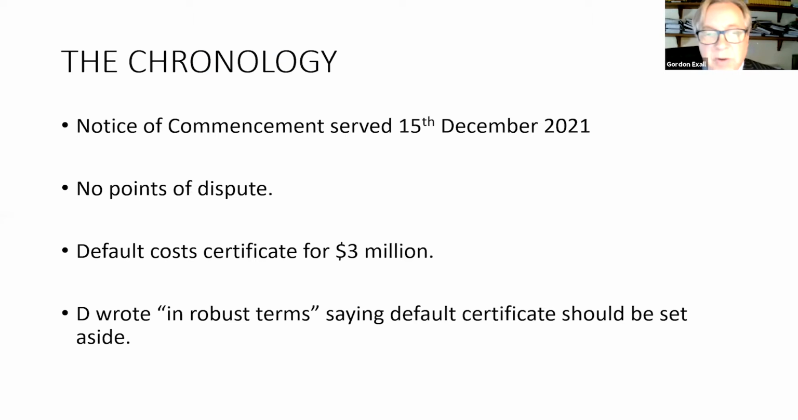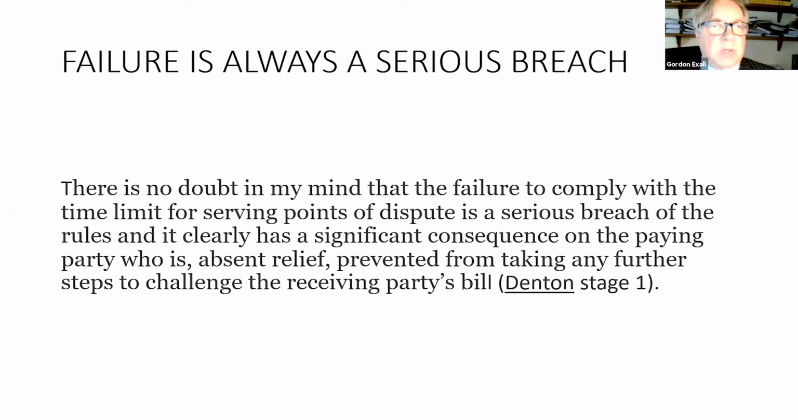And the defendant wrote in robust terms saying the default certificate should be set aside. And it's quite common, we see this all the time. Someone's at fault, you've done something you can under the rules, and the defendant writes to you very nastily saying, you've got to set this aside, you're a nasty person, when they're the one in default. It obviously didn't assist the master in that case. So the master was then considering whether or not, despite the defendant's robust letters, the claimant didn't agree, they should grant relief from sanctions, essentially.